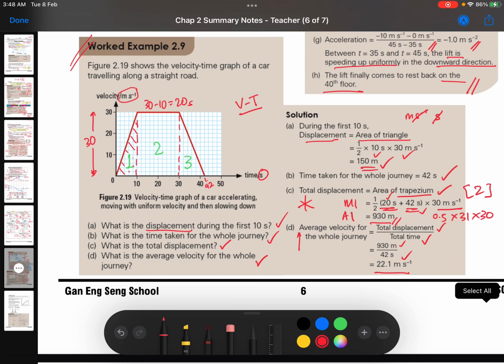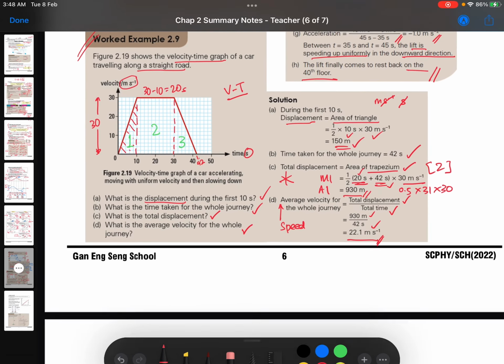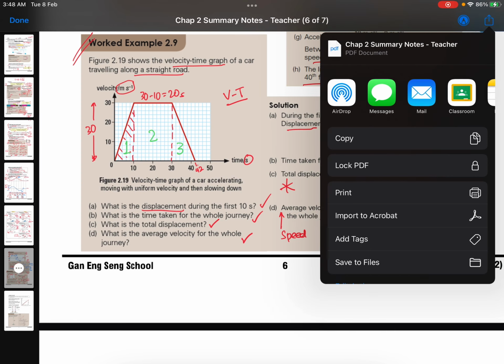So you see here, this velocity, the way it's calculating is similar to average speed. So we sometimes, questions like this, we use them interchangeably. So why you can use it interchangeably is because, right, look at this. Velocity time graph for a car traveling along a straight road. When the road is straight, right, the direction doesn't change. So you can use speed and velocity interchangeably.